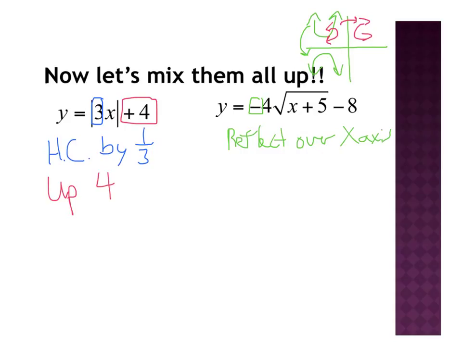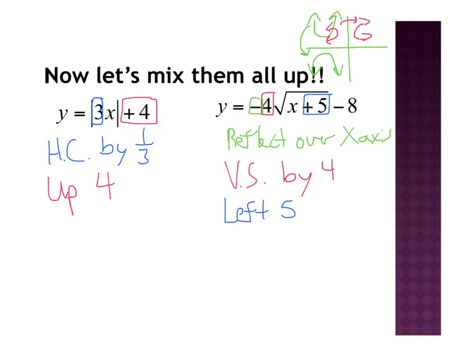Next, we have to deal with our 4. So that 4 here is a vertical stretch. Remember, it's greater than 1. It's a vertical stretch by a factor of 4. Next, we have the 5 inside the square root. If we have a 5 inside the square root, we need to be moving left because we have to think opposite. Left 5.